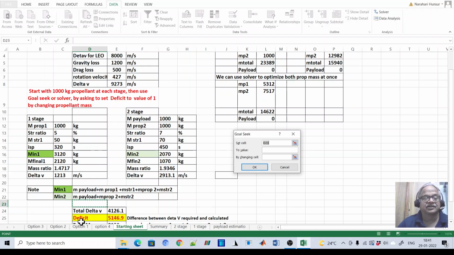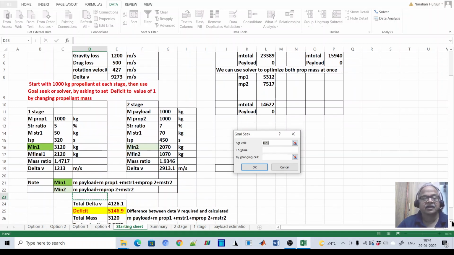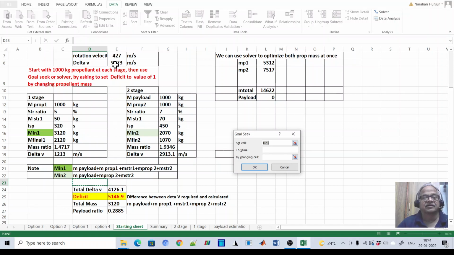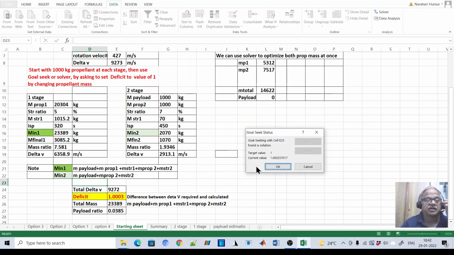So what I have done is define another variable called deficit here, which is simply the difference between the required velocity and the obtained velocity based on this calculation. So here I select the cell I want to set. I'll take this deficit cell. I want it to be 0, but since 0 can cause some problems, I'll just make it a small number, something like, let's say, 1 meter per second. By changing what? By changing this mass of the first stage propellant. And then I say OK, and you'll see it runs very quickly.